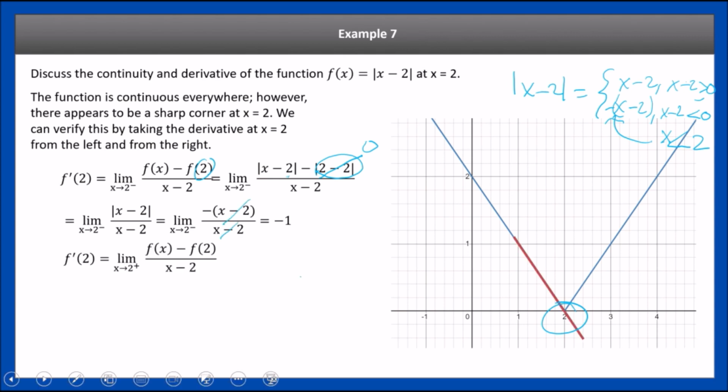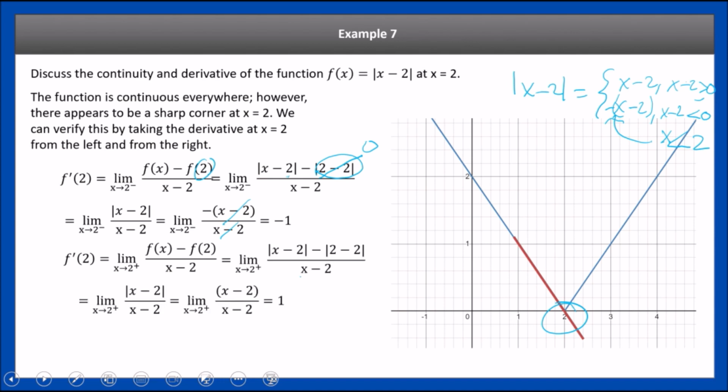Now, if I do it from the right side, there's no issue with the absolute value, because I can just keep the original, a regular x minus 2 and not the opposite. When they cancel, we get 1. So this is showing you that the slope on the left is negative 1, and the slope on the right is 1, which is exactly what we demonstrated. There is no agreement on the derivative at that point, and therefore the derivative does not exist. There's a sharp corner at x equals 2.